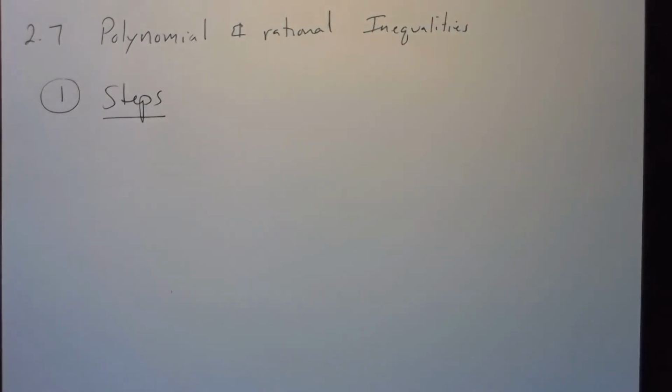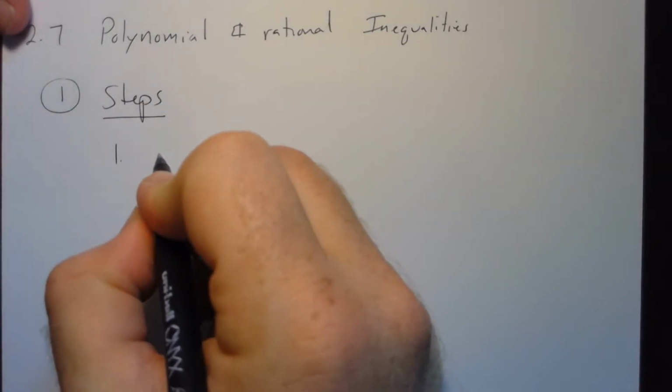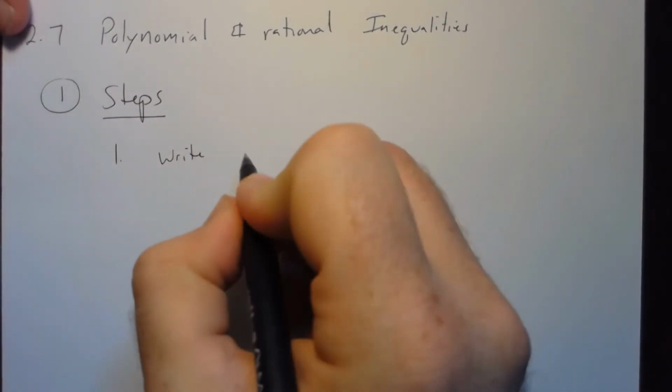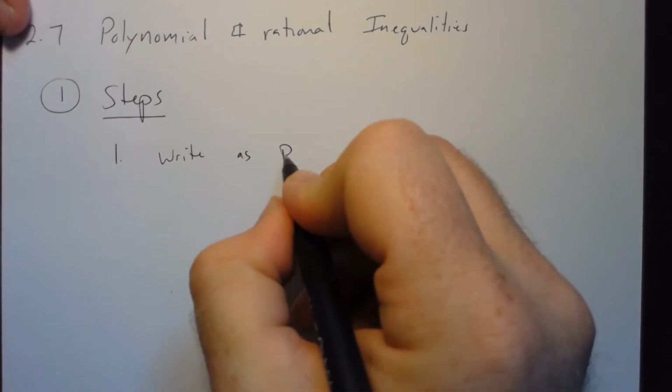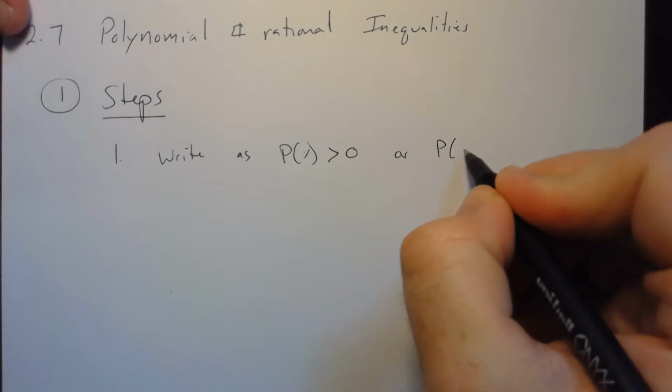In this video, we'll be covering the basics of how to solve polynomial and rational inequalities. The first thing we're going to cover is the basic steps to doing so. In this case, the first step is going to be rewriting the polynomial, whatever you have, possibly a rational function, as greater than 0 or, again, less than 0.